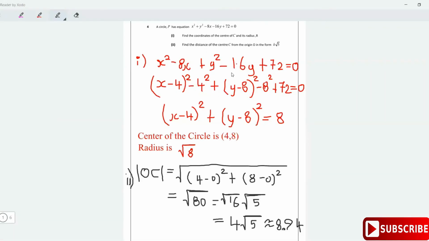All right, so again, to find the center of a circle, given the general form, we had to complete the square to write it in its standard form. To find the distance from the center to the origin, we use the length of a line formula. Easy question.